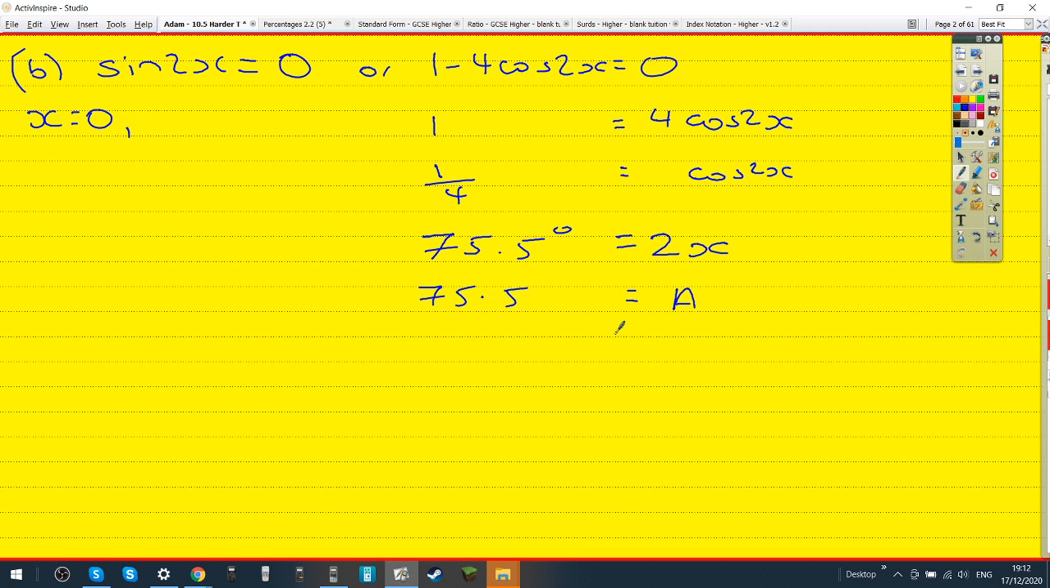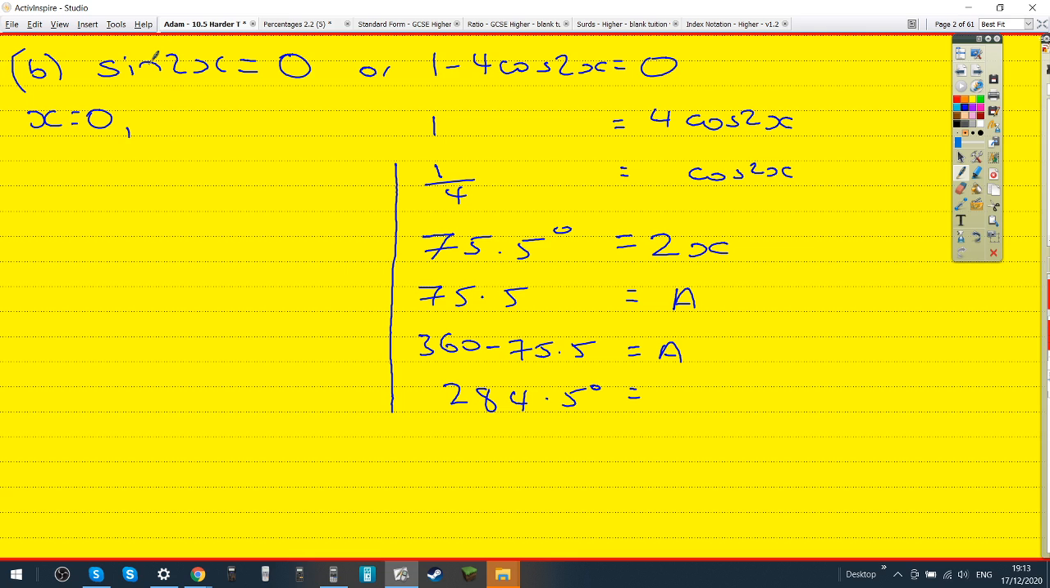How do you get the next solution for cos? Is it you take away 75.5 from 360? Yep. Which gives you 284.5. And what do you do with those two answers? You add on minus 180, right? Tell you what, we'll do it all at the end.